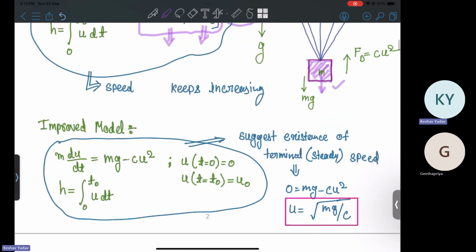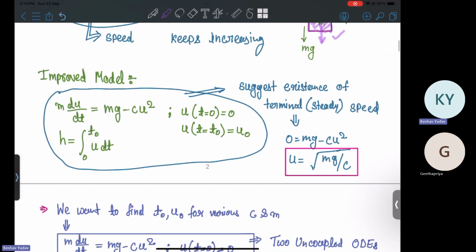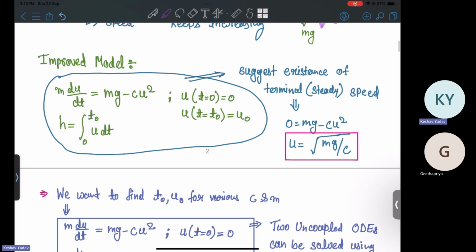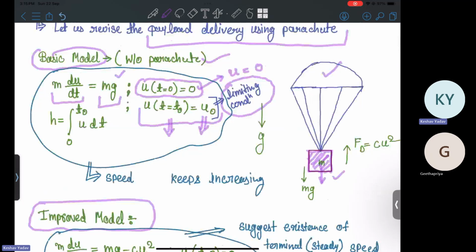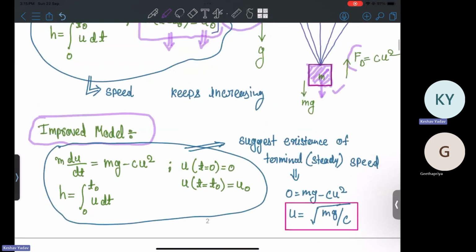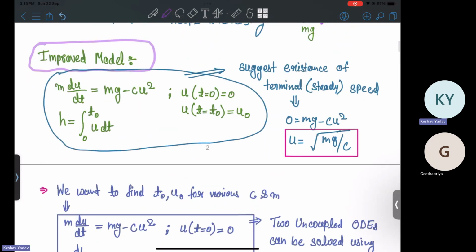So that was a basic model. If we go for an improved model, which means we consider the effect of the parachute also, then a drag force will also come that will be proportional to the velocity square. In that case, what will be my differential equation? My differential equation will be m du upon dt equal to mg minus the drag force c u square. Same initial condition we have and same limiting velocity.